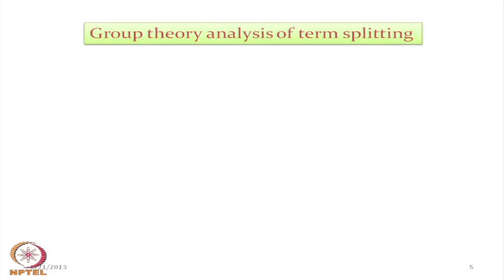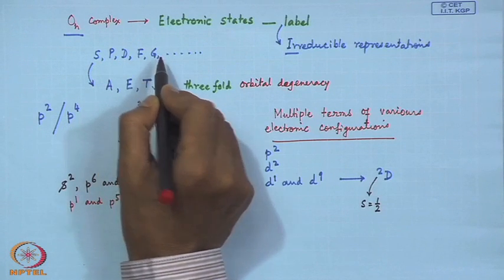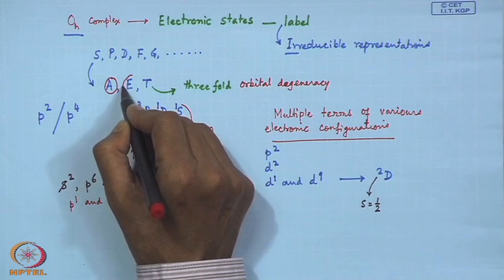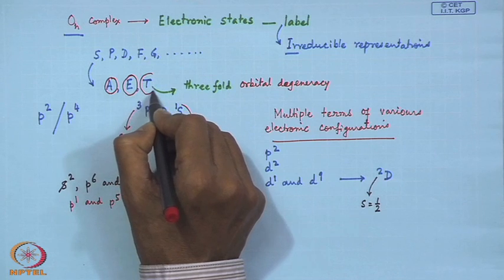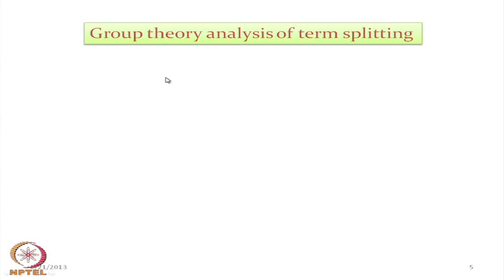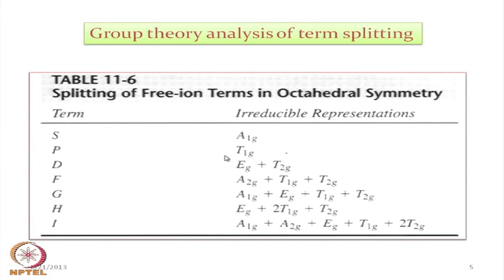So, we can have the corresponding group theoretical analysis for term splitting, because we get those terms, but we cannot have the corresponding terminology for those terms. When we have S, P, D, F and G, under the crystal field we have the A term, we have the E term and we have the T term. These are the corresponding split terms in the crystal field.